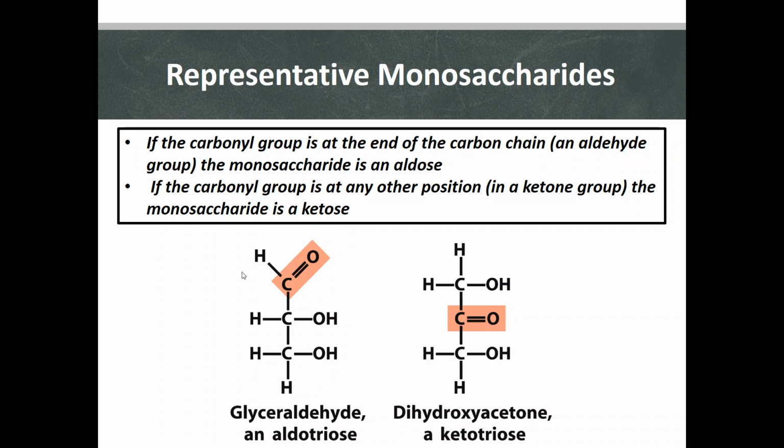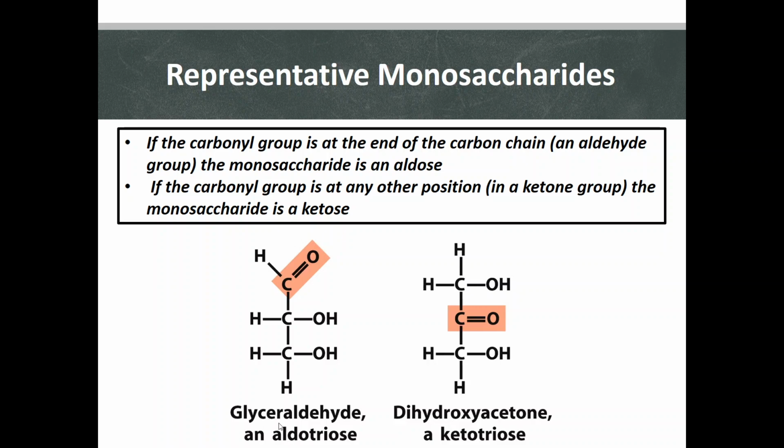Now, if I look at the top here, in this particular arrangement, I have an aldehyde functional group. Okay, so the aldehyde functional group is going to tell me that I have an aldotriose. So if the carbonyl group is at the end of the carbon chain, as it is in this example here, you have an aldehyde group at the end of your carbon chain. The monosaccharide is going to be classified as an aldose. But to be more specific, because we have 3 carbons, this is actually an aldotriose.